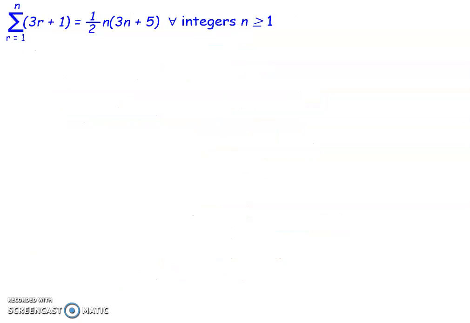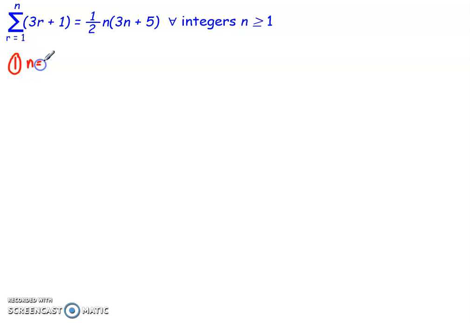Now the second question was I wanted to show that the sum from r equals 1 to n of 3r plus 1 is the equivalent of a half n bracket 3n plus 5 for all integers where n is greater than or equal to 1. Now just because it's got a sum involved doesn't mean any of our steps change, they still follow the exact same pattern. So we still start by doing the exact same thing.